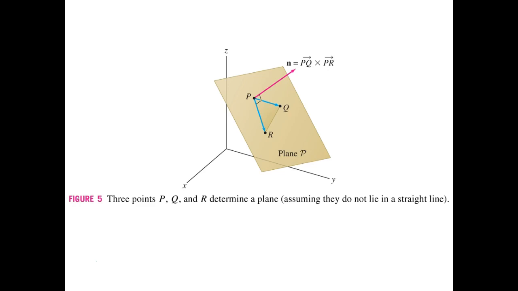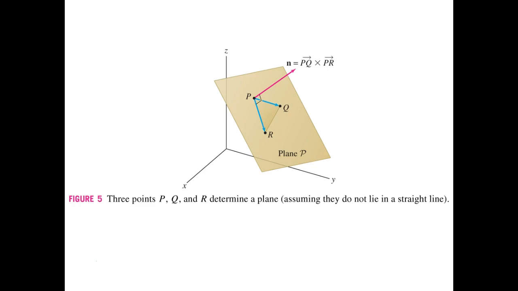Okay. You're given 3 points. Pick any one of those. They chose P to be the point you're going to put the normal from. And then do PQ as a vector and PR as a vector. 2 different vectors, okay? Not on the same line, okay? Now, if you want something perpendicular to that, do a cross product, okay?